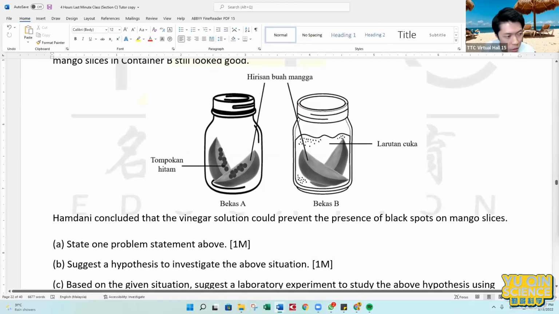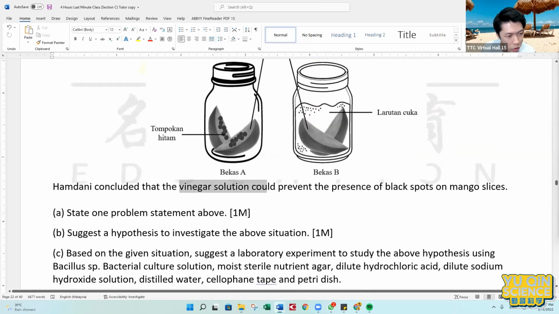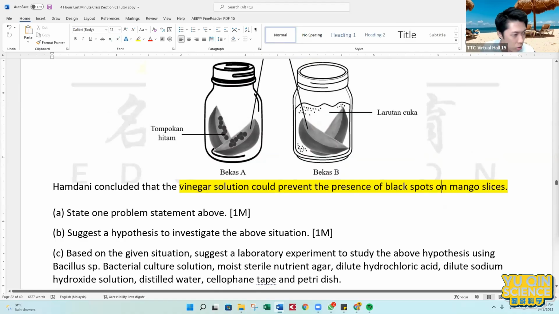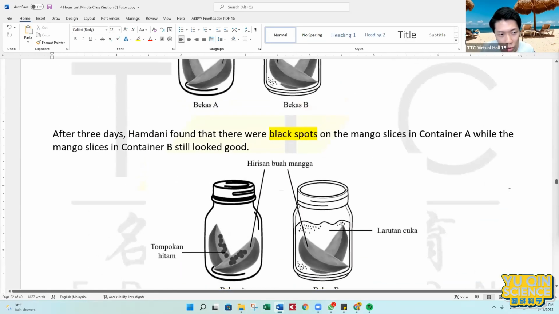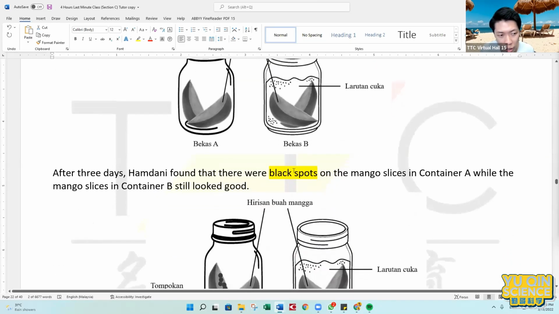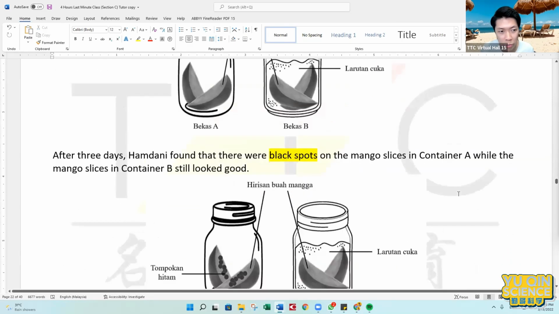This sentence sounds very good though. Vinegar solution. I think this is the answer already. I think we can use it. Let's just use this straight away. Not every time will the question give you that. Sometimes it doesn't go into those details. They just give you a story, so you want to highlight to get yourself familiar with it.